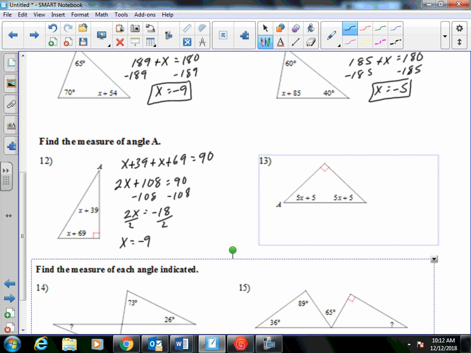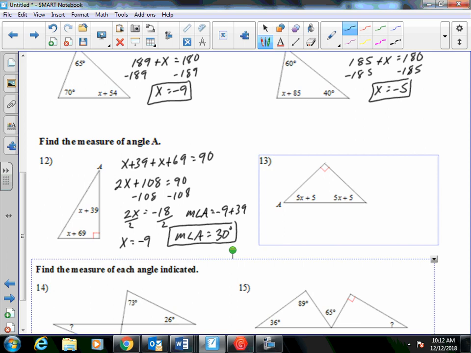And then we plug that in with the value for angle A, which is x plus 39, which will be negative 9 plus 39. Or the measure of angle A here is 30 degrees.